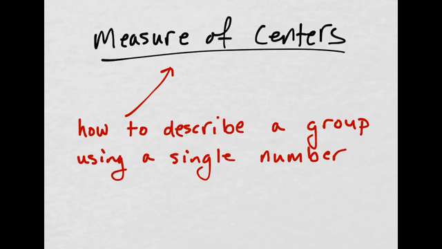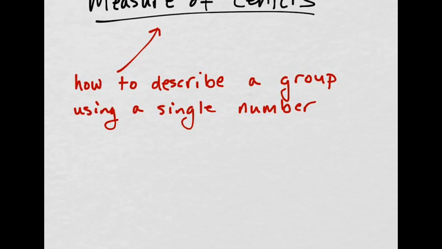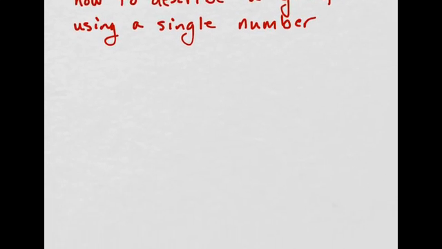So a measure of center. The measures of center that we're going to be looking at are mean, median, and mode. And all of those describe a group of data, mostly, just with a single number. So we're going to be talking about mean, median, and mode.